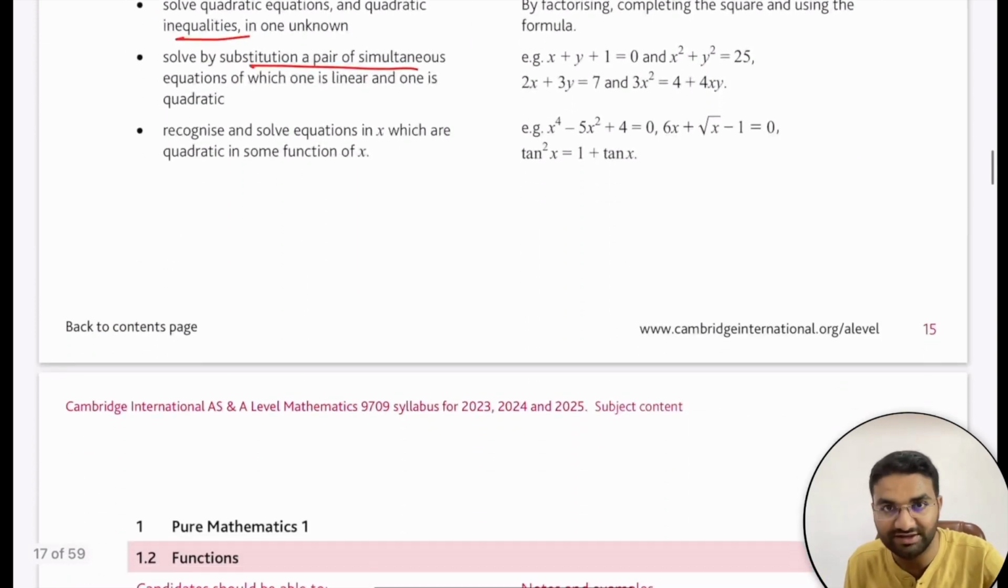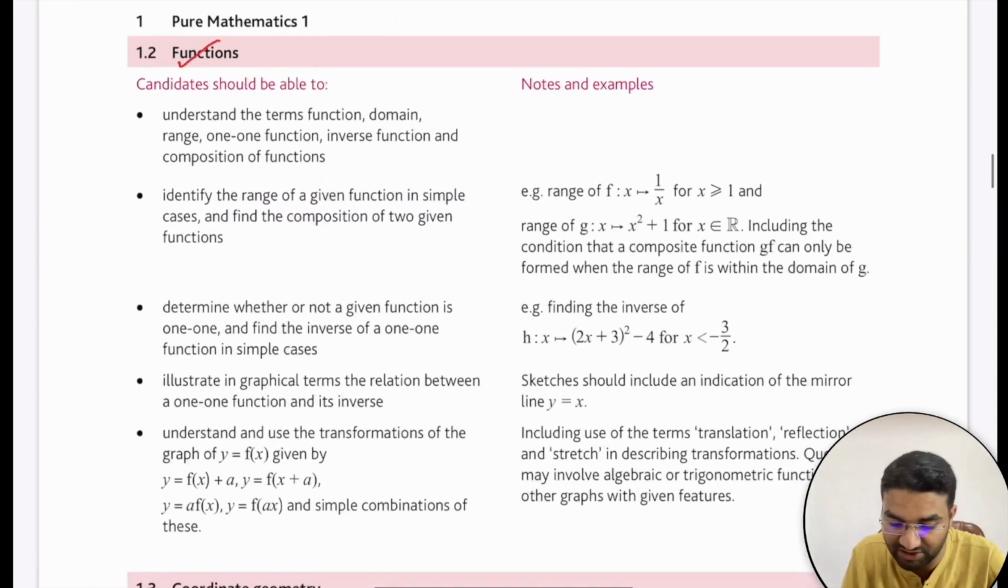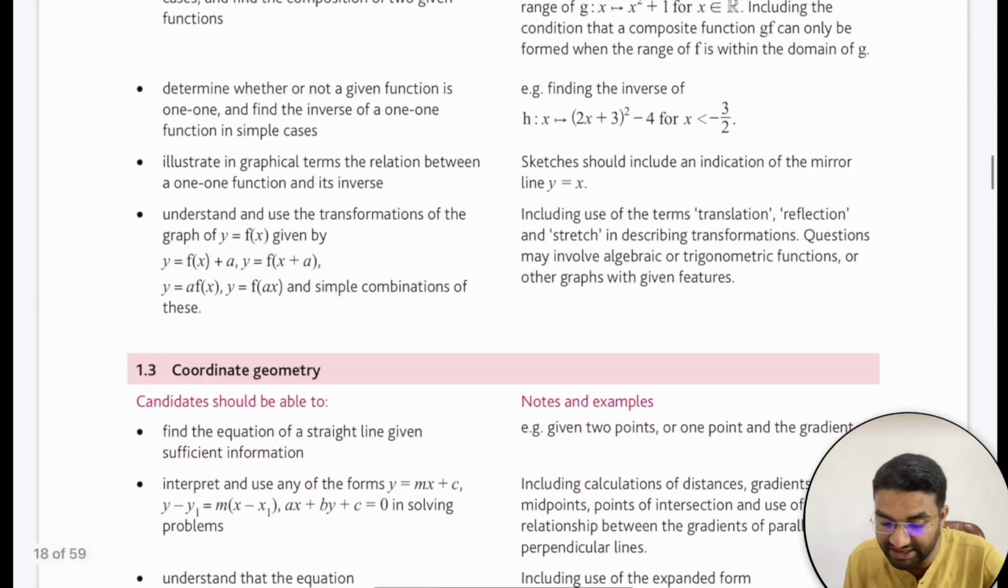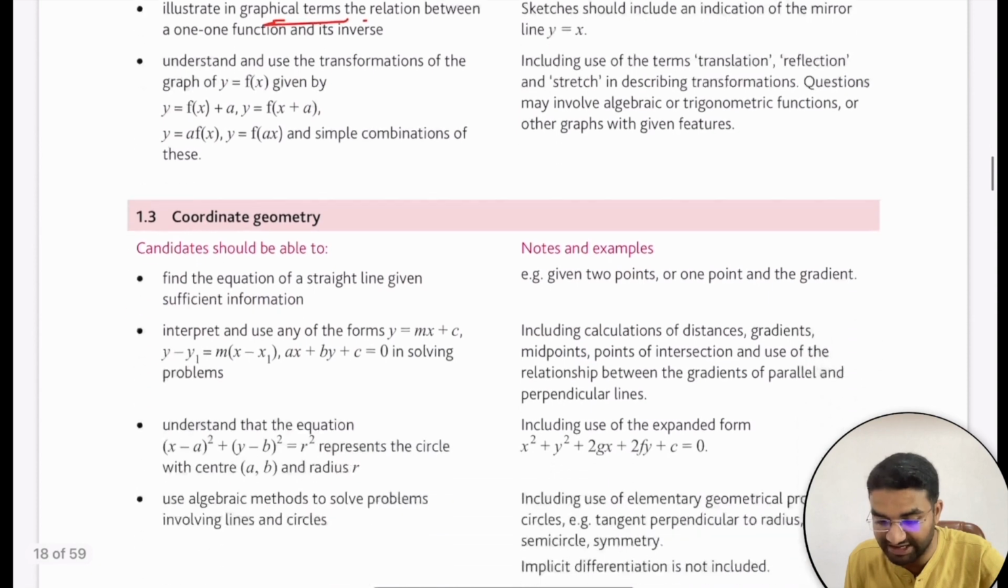Fine, how to solve for x. Then next you have functions. Functions you have to discuss or understand: function, domain, range, one-to-one function, inverse function, composite functions. Then graphs are there. Then next, coordinate geometry.